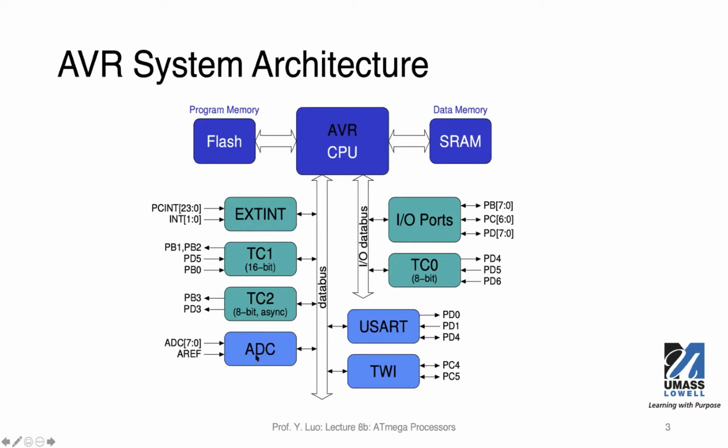ADC is for analog to digital conversion. You have 8 analog inputs, and you can use AREF, this pin, as the reference voltage. Then you can perform analog to digital conversion using this ADC component that's built into this chip. USART, or sometimes called UART, is the serial interface. For data transfer through the RS-232 protocol, you're going to be using these ports, one for input, one for output.